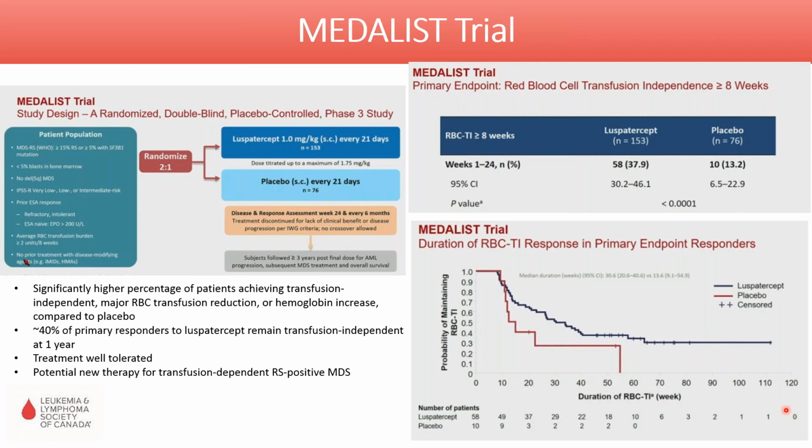And they were able to show that people who received the luspatercept did better. They were able to become transfusion independent. Or if they didn't get independence, their number of red cell transfusions were reduced. And they certainly got higher hemoglobin levels. And then what's interesting, after a defined period of time, the people who responded actually remained transfusion independent at a year. So it was not a long-term treatment.